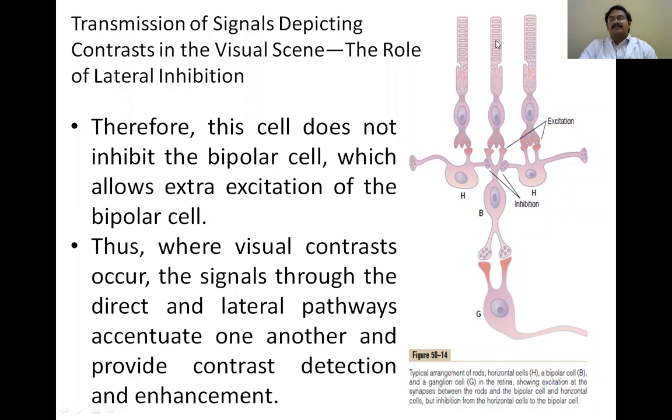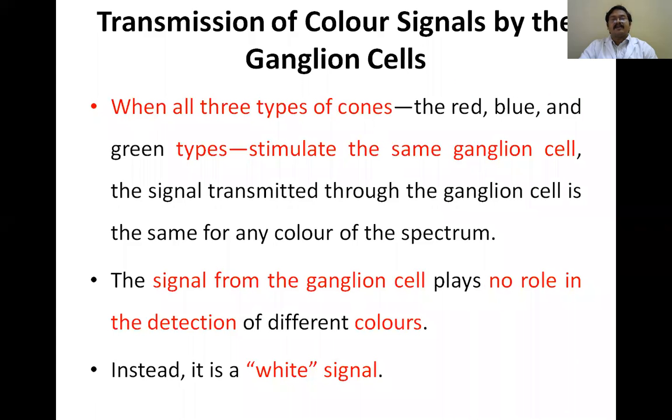Because the inhibition from the horizontal cells is not present, you have the accentuation of one another, which helps in contrast detection and enhancement.